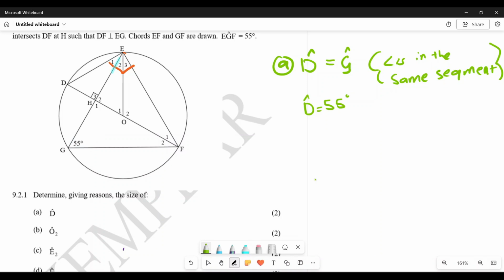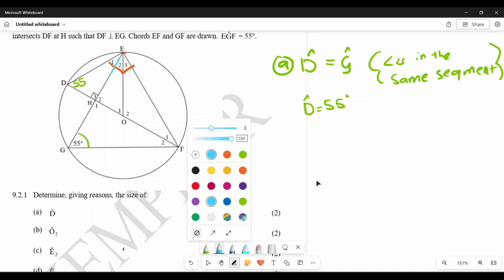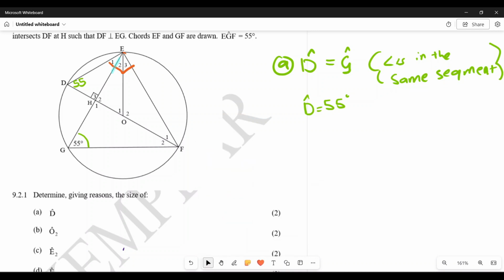So I know that this angle here is going to be 55, my angle D, which equals that. Now, O2. Every time I am asked to find an angle at center, the first thing I'm going to do is see if I could use my theorem 2, whereby my angle at center is twice the angle at circumference. Every time they're asking you to solve your angle at center, 90% of the time, not all the time, you're going to make use of your theorem 2.